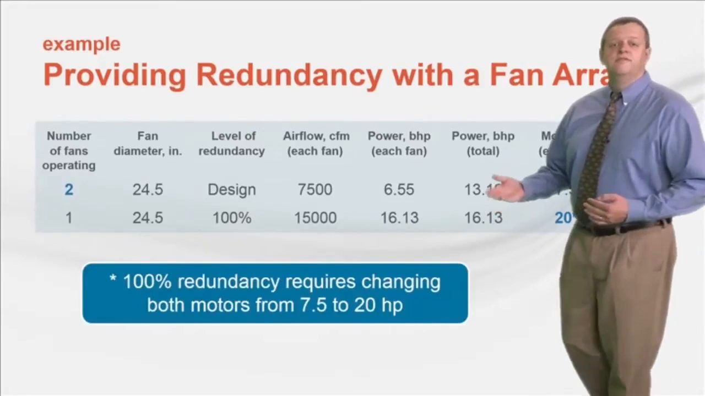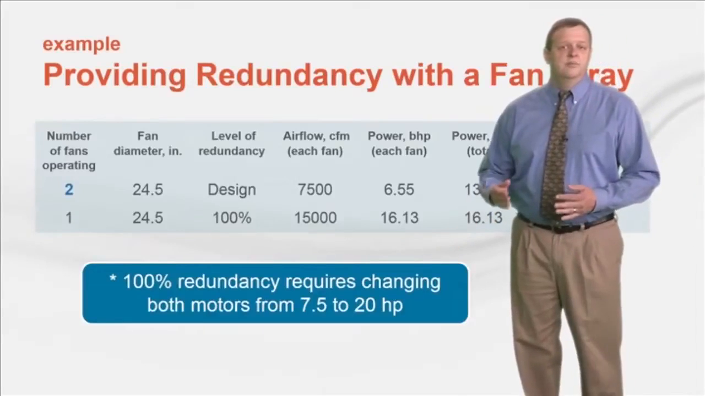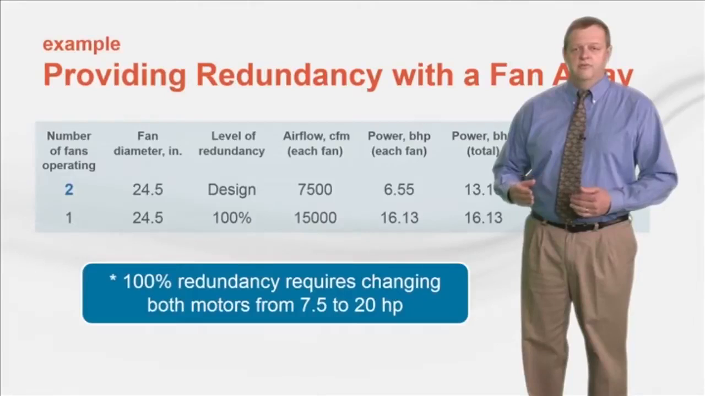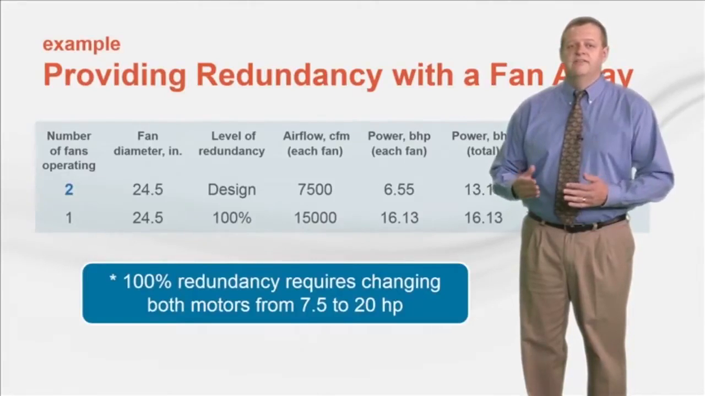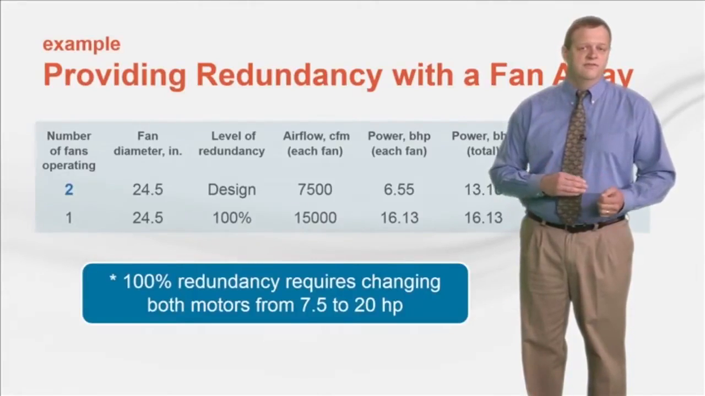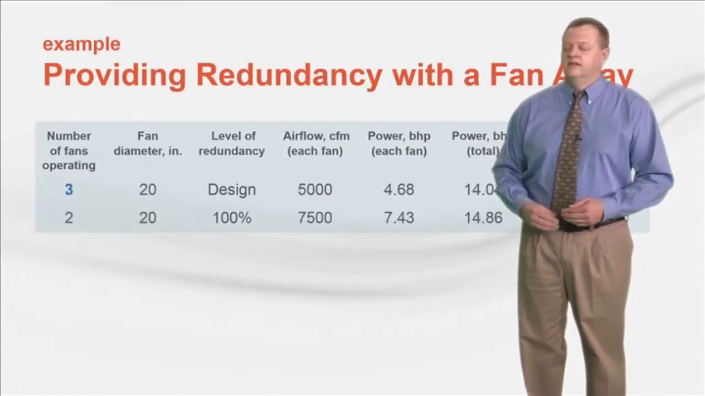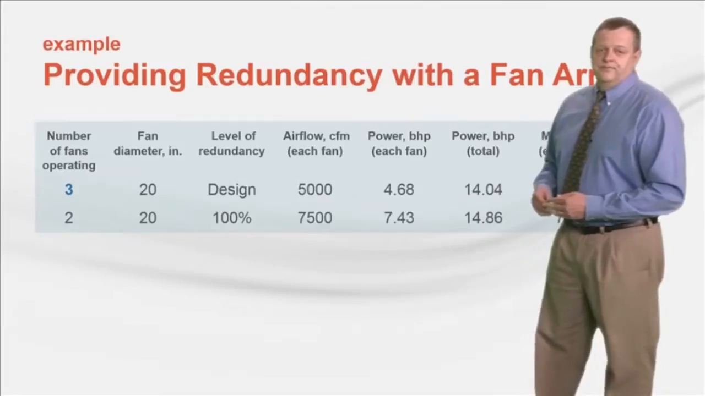For this example, a 2-fan array can provide 100% redundancy as long as each fan is provided with a larger motor. Of course, the drawbacks to the increased motor size are reduced motor efficiency and increased size of the electrical service. Let's look at a 3-fan array.